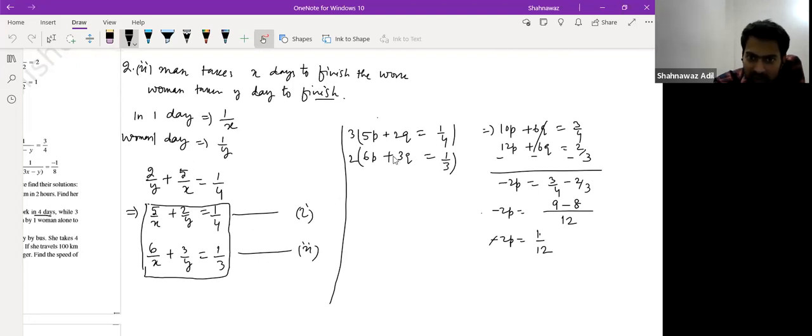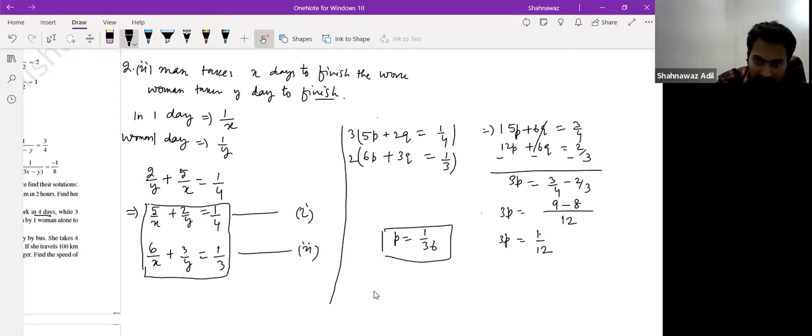So this is 12 and this is 15. Oh yeah, 12 and 15. So that is why I thought, why are we getting negative. So this is 3p, right? So this is 36. So p is 36, and q is what?